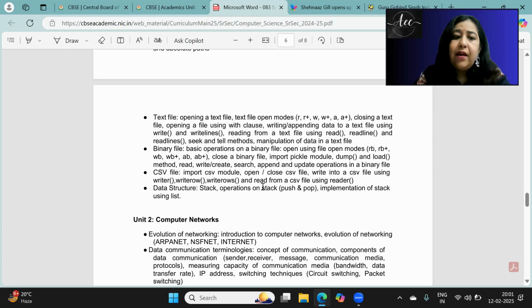And one more topic is there for which you will get a question for 3 marks where you have to write down a program. So you definitely get a program for stacks.